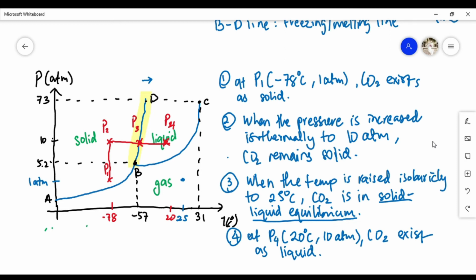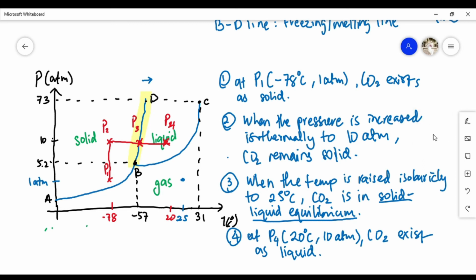Kalau macam contoh daripada point A, B, okay, line A, B, so solid nak jadi gas, so solid nak cross A, B tu dia akan jadi solid, gas, equilibrium first, and then baru dia jadi gas. Sama juga untuk cross line BC. Kalau dia nak cross line BC, kita ada liquid, gas, equilibrium first, barulah daripada situ barulah berubah menjadi gas. Okey.